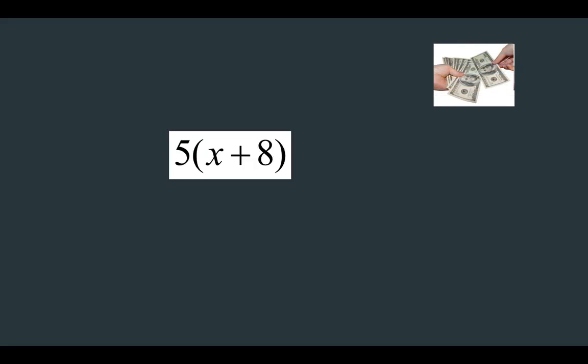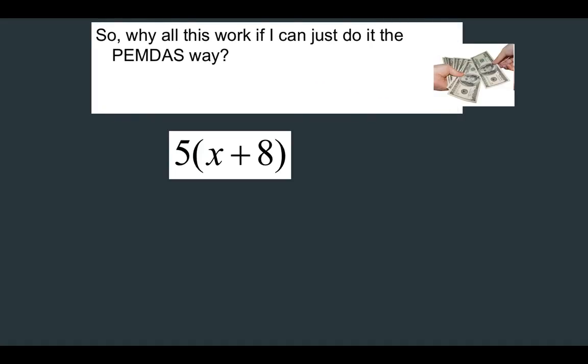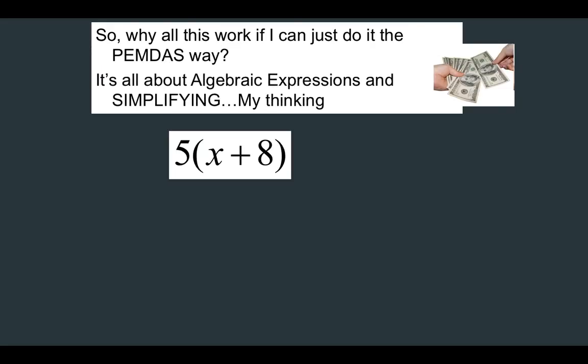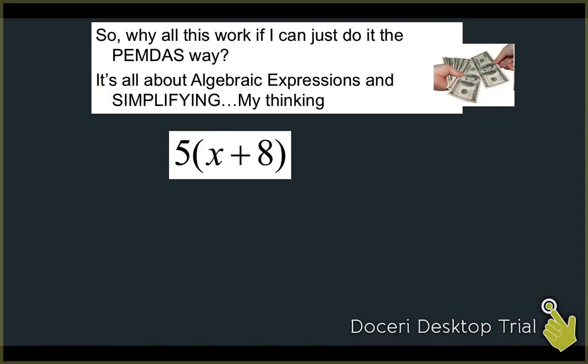Well, we have algebraic expressions that look like this. There's a variable inside there. We have to distribute the 5 to the inside. How would we do that? It's all about simplifying algebraic expressions. We can't add 8 plus x because they're different terms. So, what should I do?